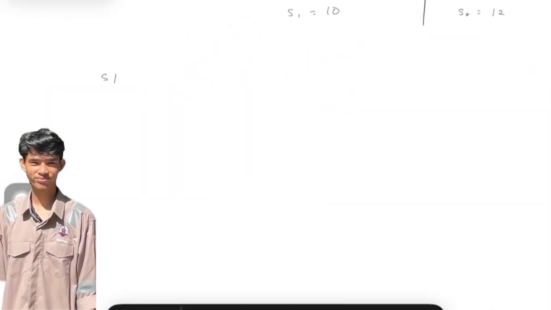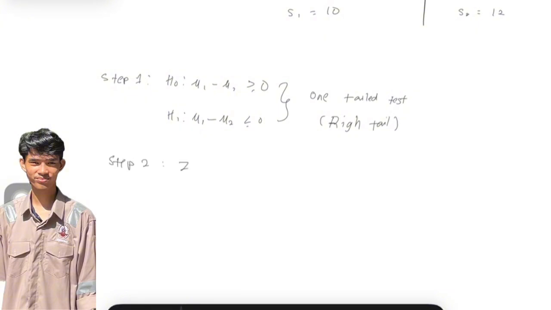First, we state the hypothesis and determine whether the test is one-tailed or two-tailed. Since the question asks whether remote researchers are more productive than office researchers, this is a one-tailed test, specifically a right tail. Next, we use the z-test. After substituting all the given values into the formula, we get the calculated z value of 1.36.